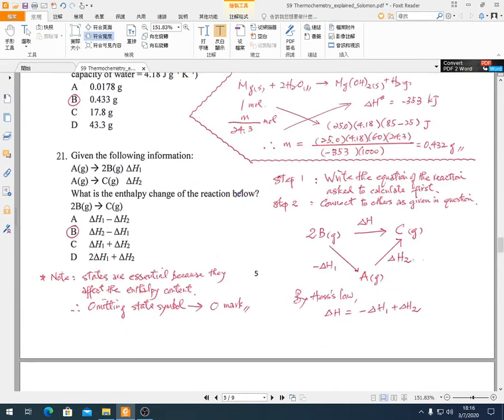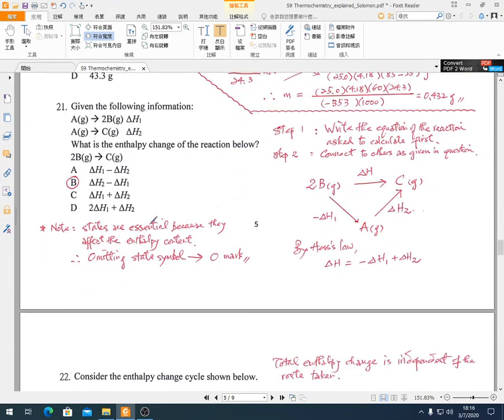Number 21. For part 1 I have two more, 21 and 22. I want to introduce Hess's law. So Hess's law says that the heat change is only related to the final state and the initial state. It has nothing to do with the route through which the reaction goes. It's independent of the route. They may go by many routes. As long as the final state and the initial state are the same, then the change will be the same.